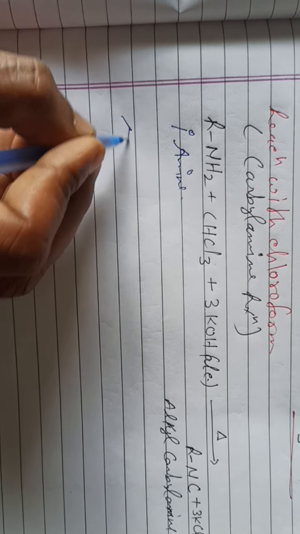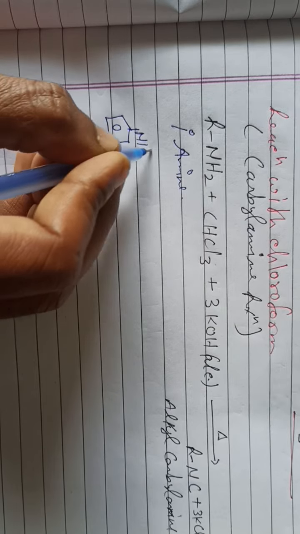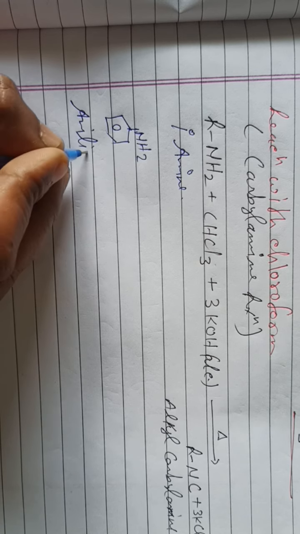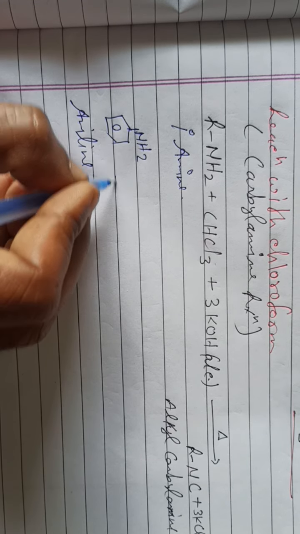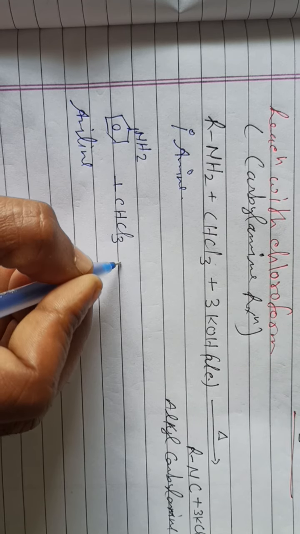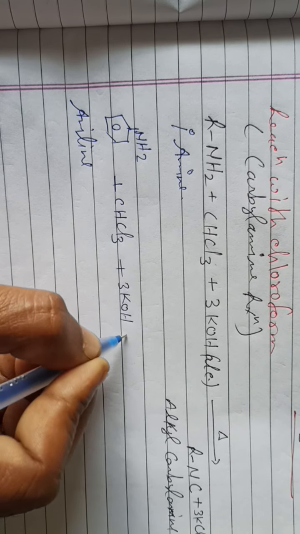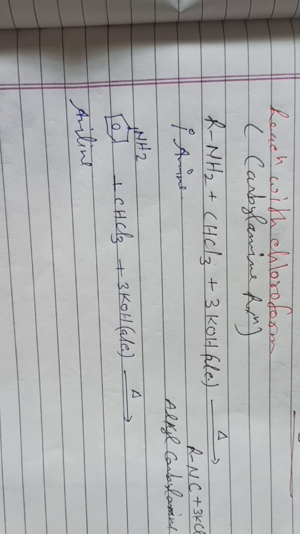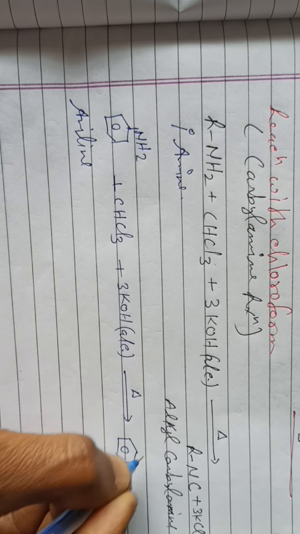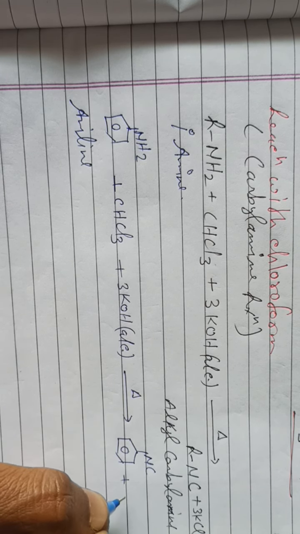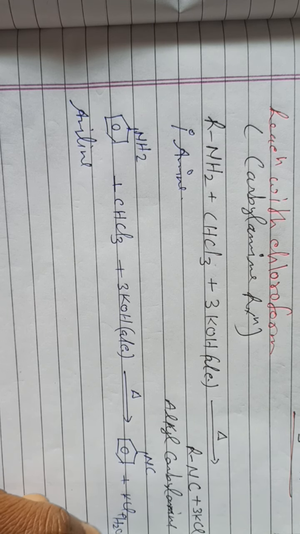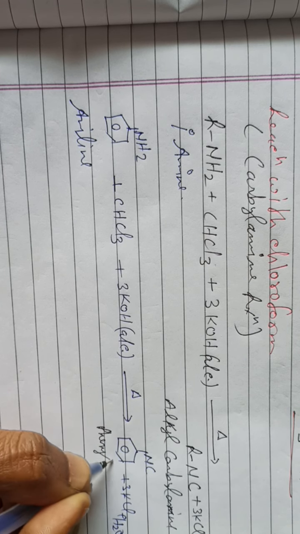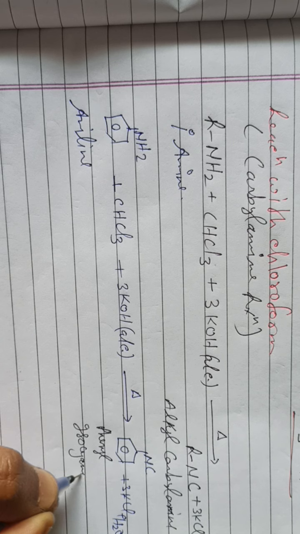In place of R, we can use a phenyl group, and then the amine is known as aniline. It reacts with chloroform and alcoholic KOH, which upon heating forms phenyl isocyanide plus KCl plus H2O. The name of this compound is phenyl isocyanide.